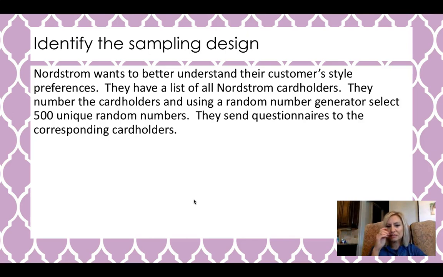Let's say Nordstrom wants to better understand their customer style preferences. They do have a list of all Nordstrom cardholders. They number the cardholders, and using a random number generator will select 500 unique random numbers. They send questionnaires to the corresponding cardholders. So take a minute to reread this, pause the video here, and try to determine whether this is an SRS, a stratified, systematic, or a cluster random sample. I'll wait while you do this.